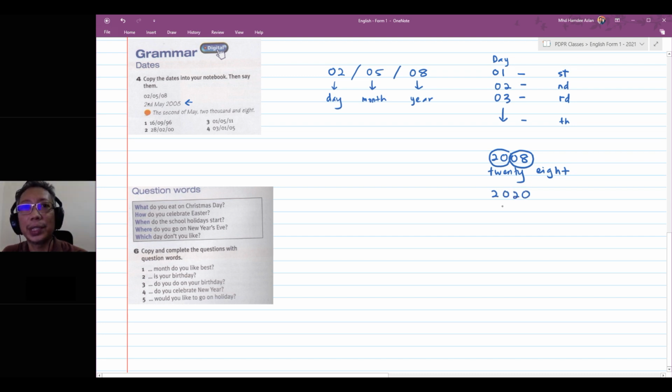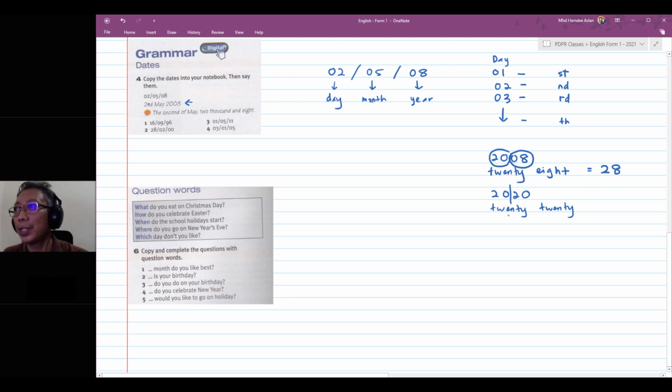You can either say twenty twenty or you can say two thousand and twenty. This example, 2008, you need to say it in the full form, two thousand and eight. You cannot say twenty-eight, because if you convert it into a number, it will become 28. So not all years you can say by the double digit, the first two and the last two. You need to see the resulting number if you say it.